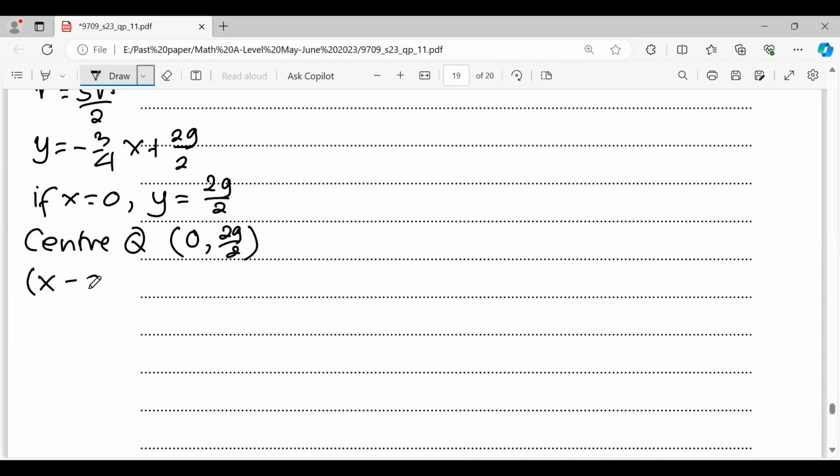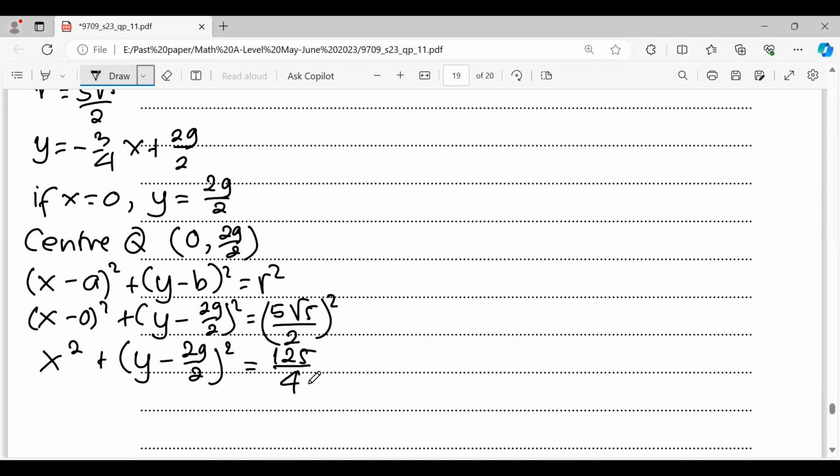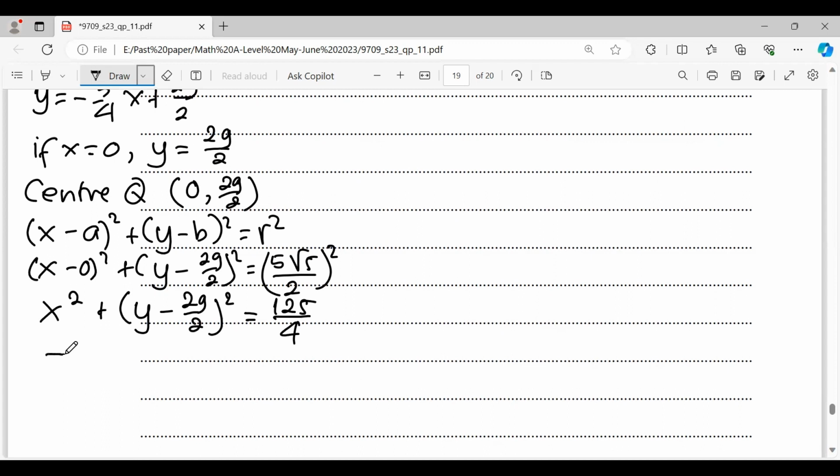And the equation (x minus a) squared plus (y minus b) squared equals r squared. This is a, this is b. So x minus 0 squared plus y minus 29/2 squared equals (5 square root 5 over 2) squared, which becomes 25 times 5, 125 over 4. This is the equation of circle Q. Okay.